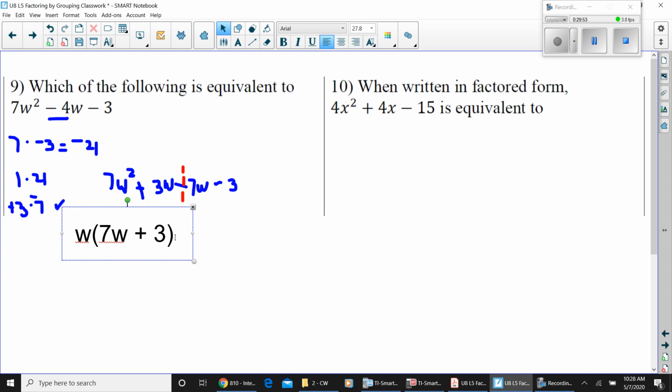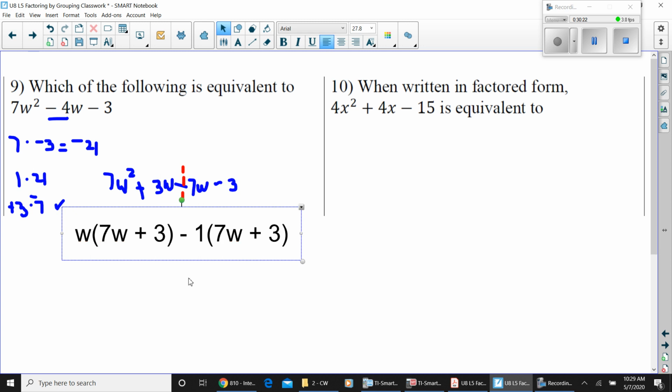And between these two, there's really no greatest common factor in there. So I'm going to put a 1 on the outside, and then I'm just going to go through the same motion. Negative 1 times what equals negative 7w? Negative 1 times positive 7w. And then negative 1 times what equals negative 3? That would have to be a positive 3.